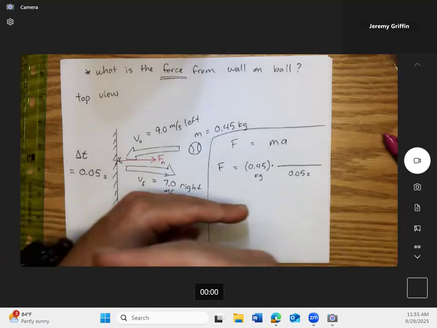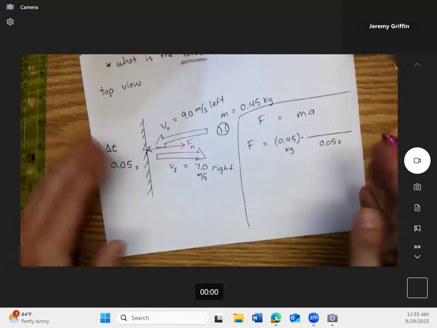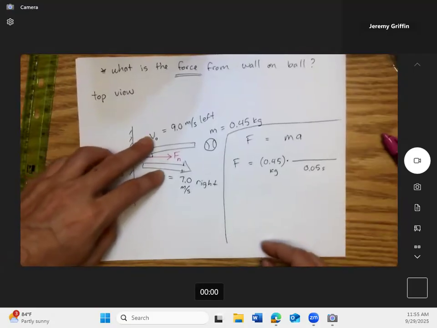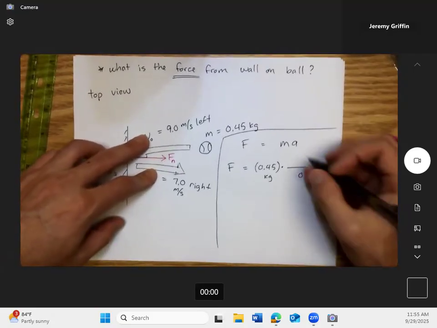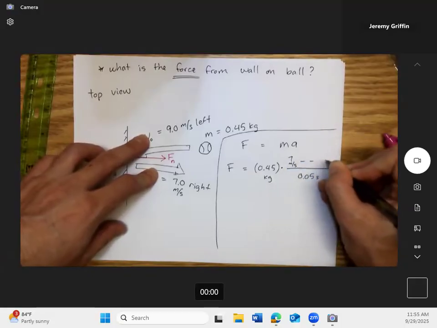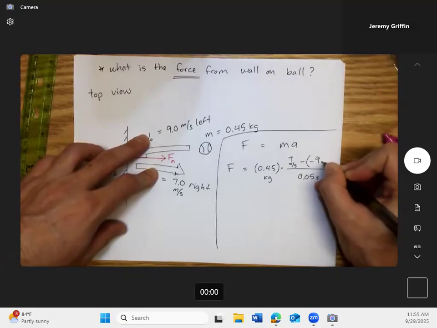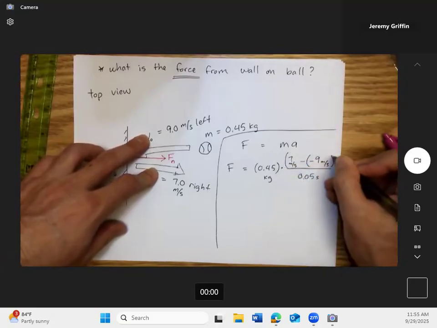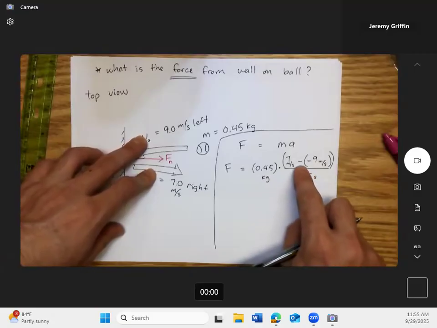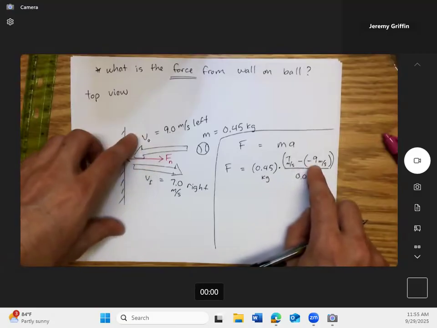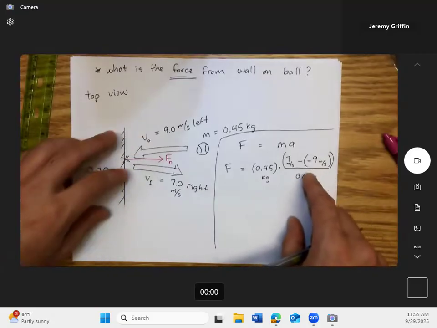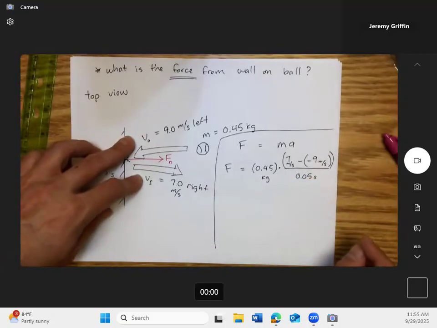Nine to the left, 7 to the right. What's the difference? 16. It's a completely reverse direction. So isn't it like this? We end up at 7 meters per second, subtract negative 9 meters per second. Don't you have to subtract a negative? I'm subtracting because there's a difference, and this is negative because it's the opposite direction. It's left versus right. Guys, the change of velocity is 16 meters per second.